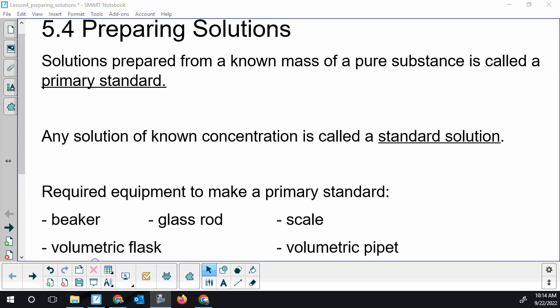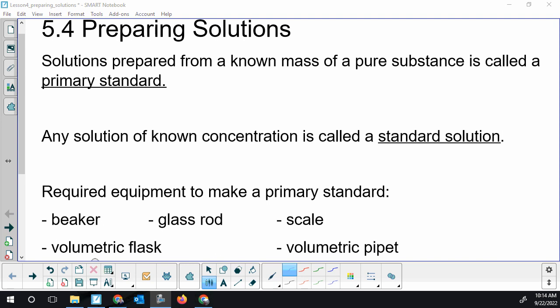So preparing solutions is our theme. When you prepare a solution, the whole point is to know the concentration. Now, there's a couple terms that are used when you know the concentration. One would be a primary standard, and that's what we're going to learn how to make.